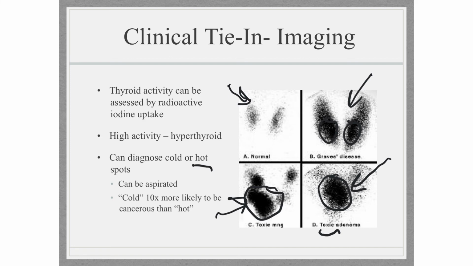We would see that there are areas of no uptake, like there would be an area here where there's no thyroid uptake, and we would call that a cold spot. And seeing a cold spot is an indication that that thyroid growth is malignant. So it is 10 times more likely to be cancerous than a hot spot.